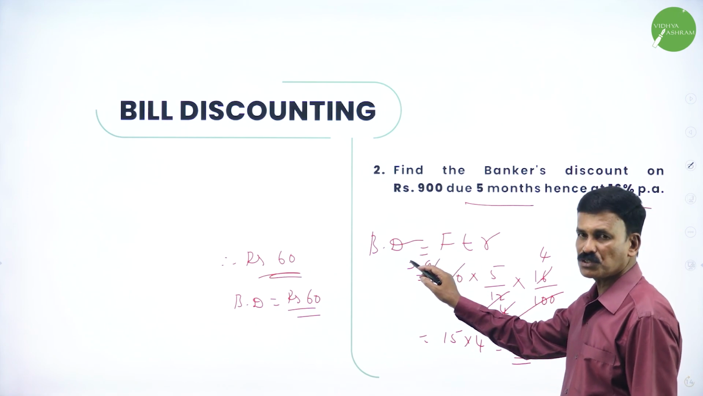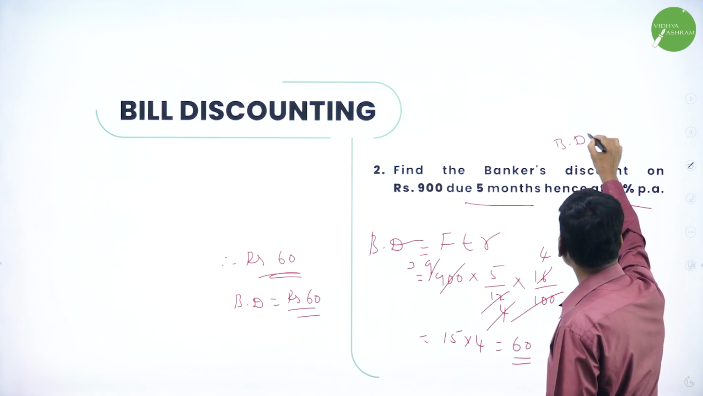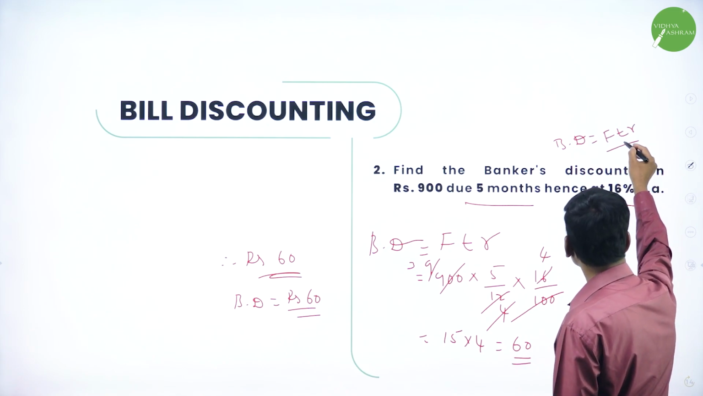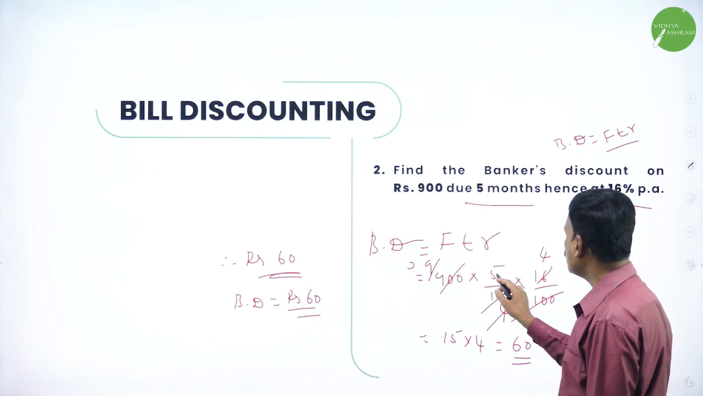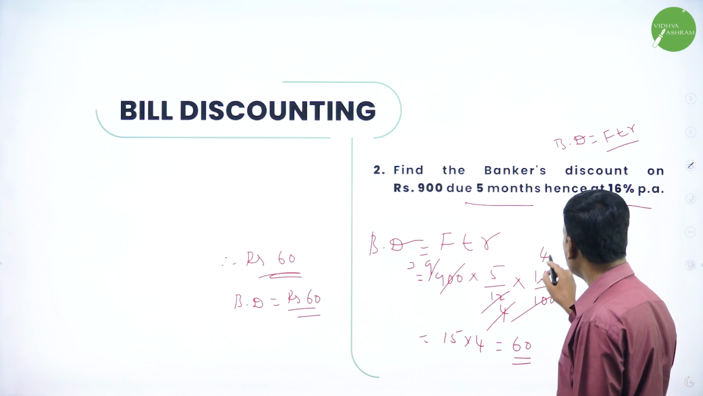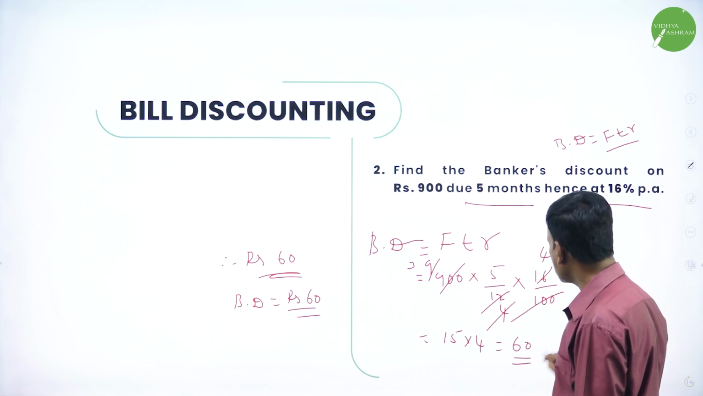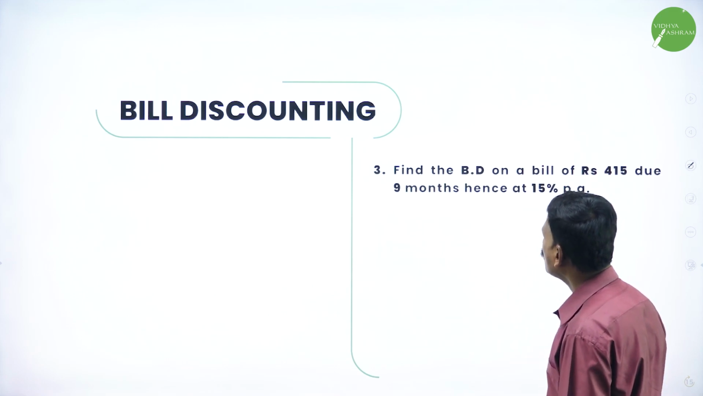So the banker discount, you know the formula for banker discount, F into T into R. F is the face value, T is the time period, R is the rate of interest. So F is 900, time period is 5 months divided by 12, and rate of interest is 16 divided by 100. Simplify. 15 4s are 60. Therefore, the banker's discount is rupees 60. Now move on to the next problem.